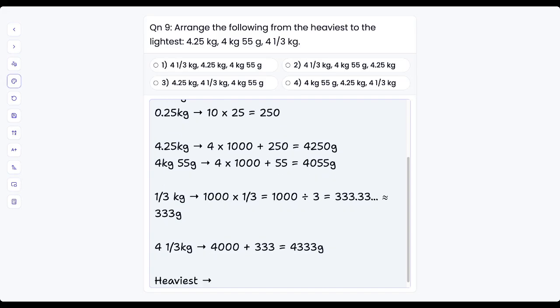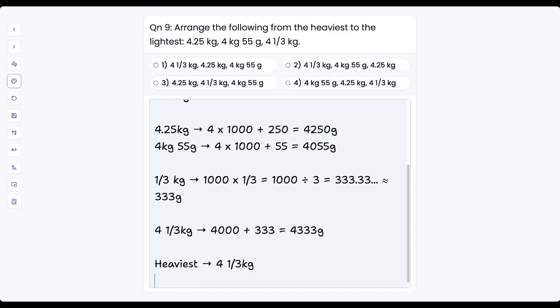So now which one is the heaviest? I think it's pretty obvious. It is 4 1/3 kilogram. And which one is the lightest? Okay, in this case it is the 4 kilograms 55 grams. That's what I see over here. So from heaviest, the heaviest must be on the left. So 4 1/3, which is option 1 and 2. Then the lightest, 4 kilograms on the right. So it's 4 kilograms 55 grams. There you go. So that's the answer.